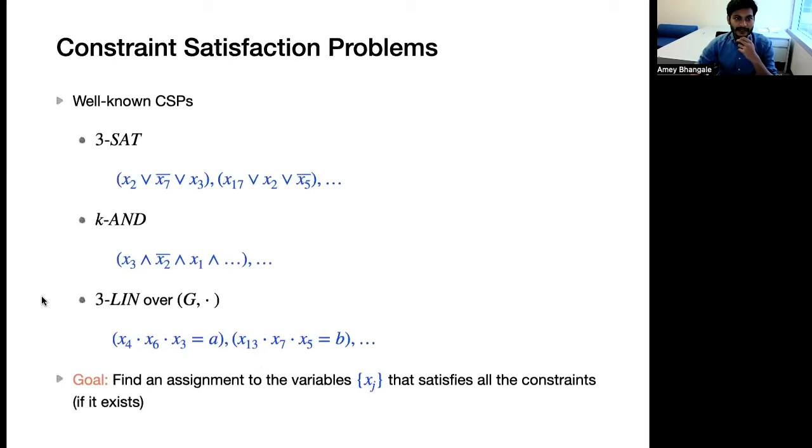So let's first look at well-known CSPs before I formally define them. In 3-SAT, we have n Boolean variables, and each constraint is the OR of 3 literals. In K-AND, the constraint involves the AND of K literals, and in 3-LIN over a group, the variables take values from the group, and each constraint is a linear equation involving 3 variables as shown. Here A and B are group elements, and the goal in constraint satisfaction problems is to find a satisfying assignment.